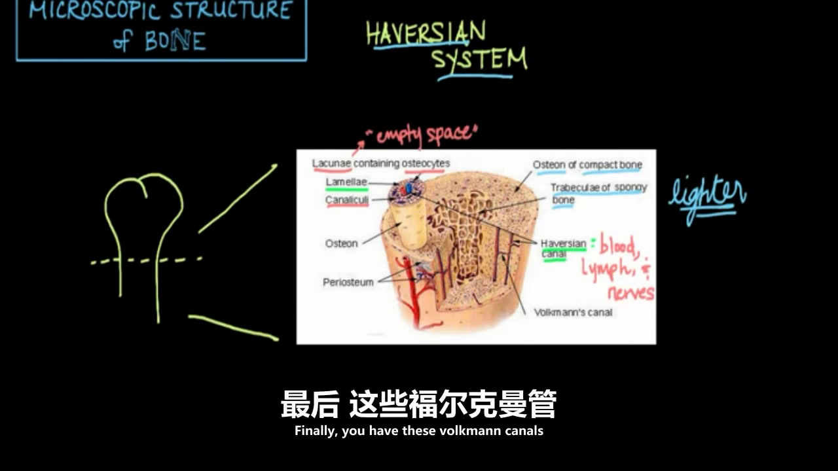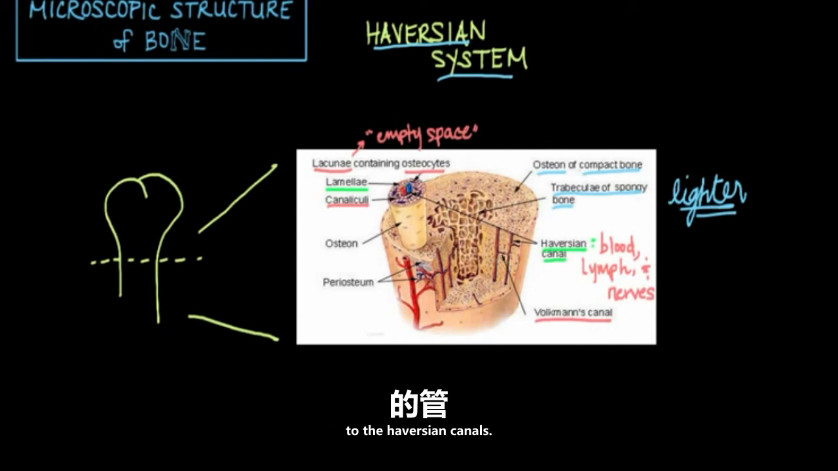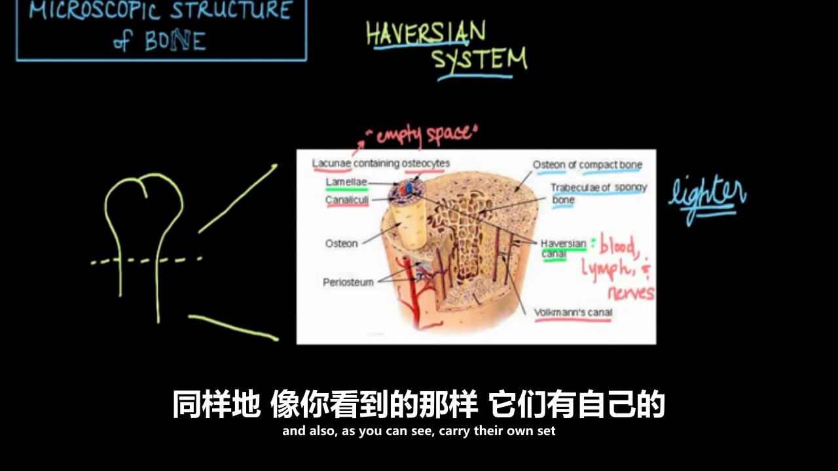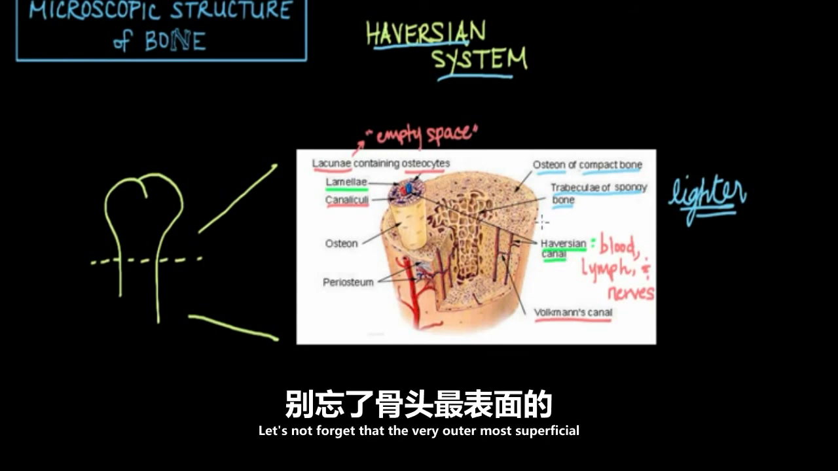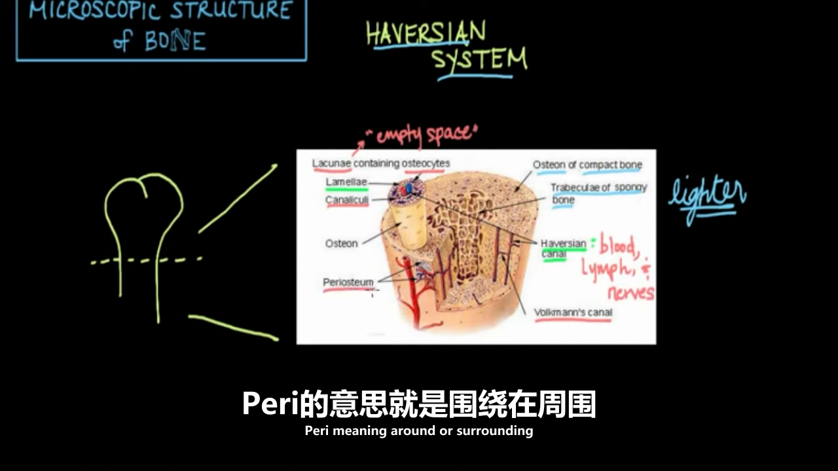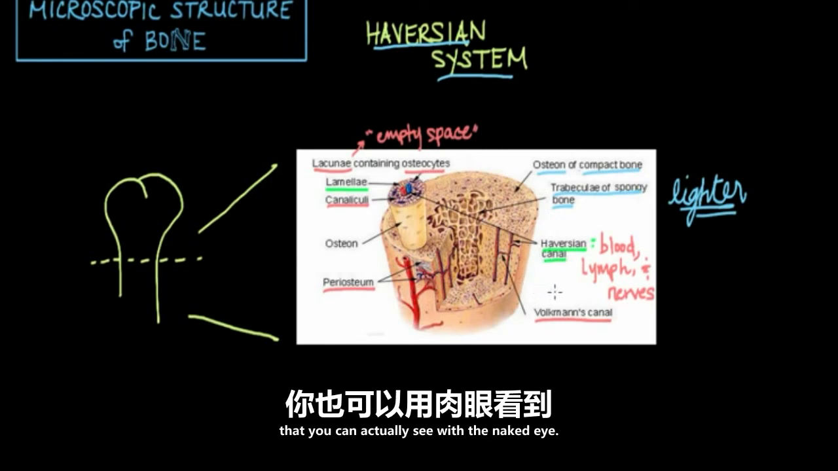And then finally you have these Volkmann's canals, which are canals that run perpendicular to the Haversian canals. These connect osteons to one another and also, as you can see, carry their own set of small blood vessels. And let's not forget that the very outermost superficial layer of bone is called the periosteum. Peri meaning around or surrounding. And so that's the layer of bone on the outermost that you can actually see with the naked eye.